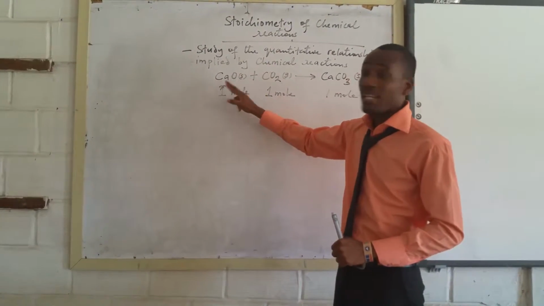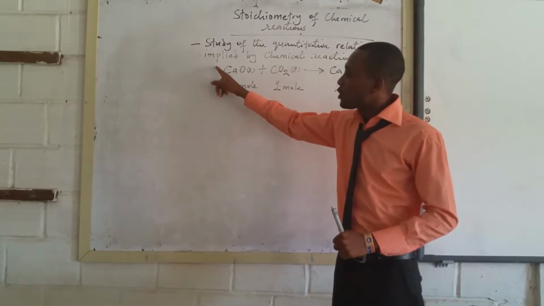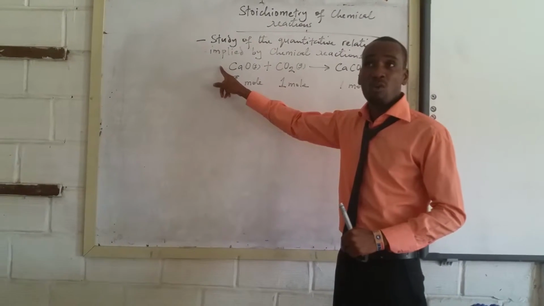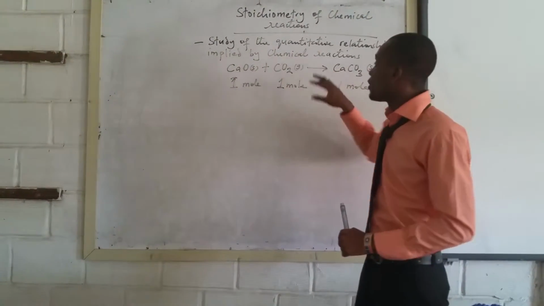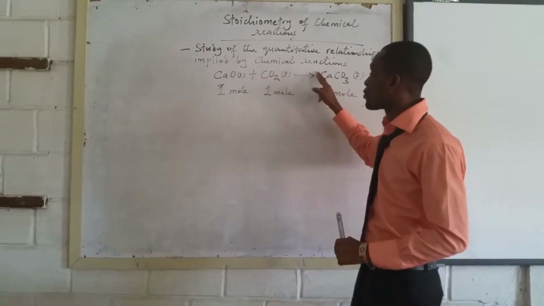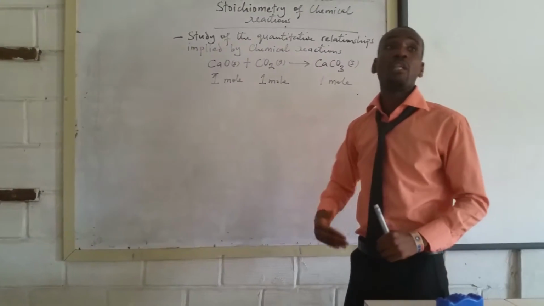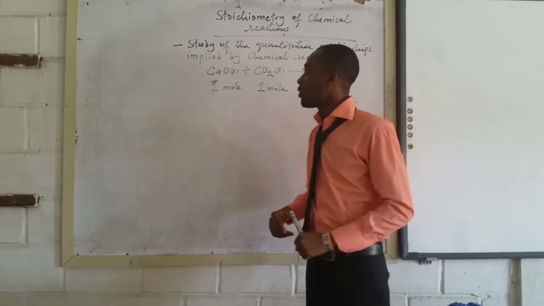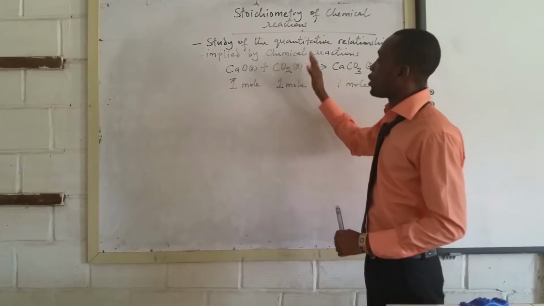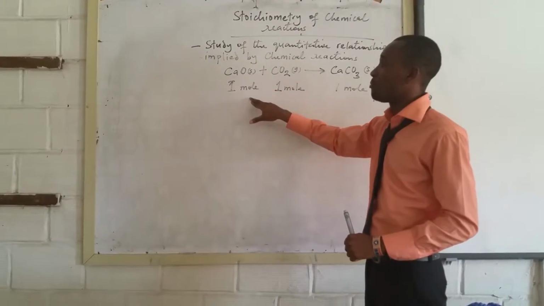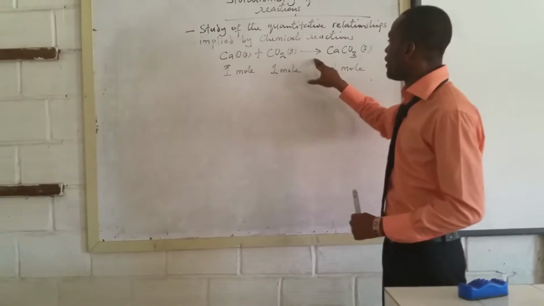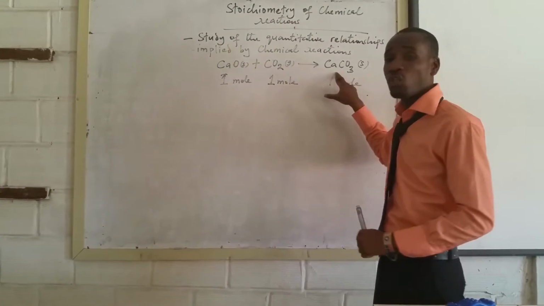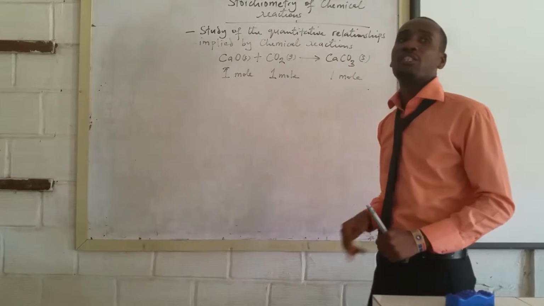The CaO here, the calcium oxide, just has 1 coefficient. The coefficient here is 1. The coefficient of carbon dioxide here is 1. The coefficient of calcium carbonate here is what? 1. So we call it 1 mole. So from the stoichiometry here, we have 1 mole of calcium oxide reacting with 1 mole of carbon dioxide to give you 1 mole of calcium carbonate.